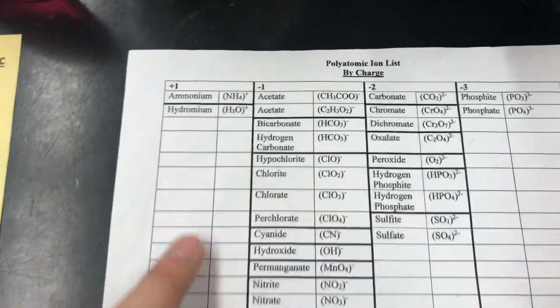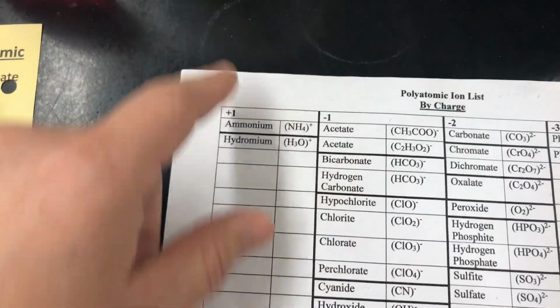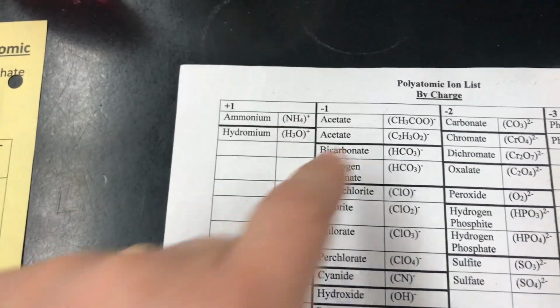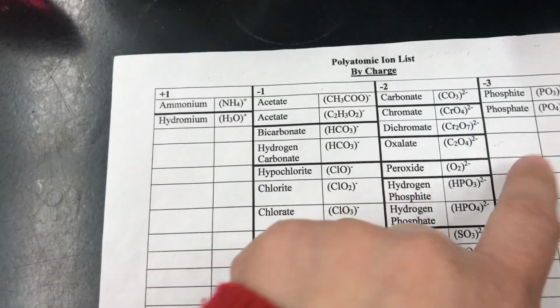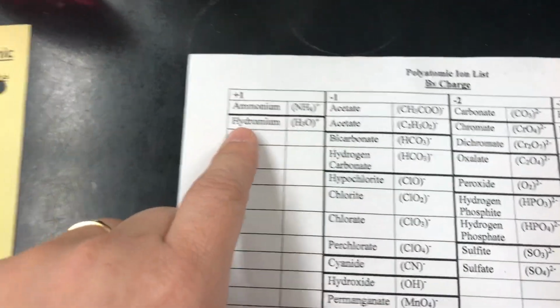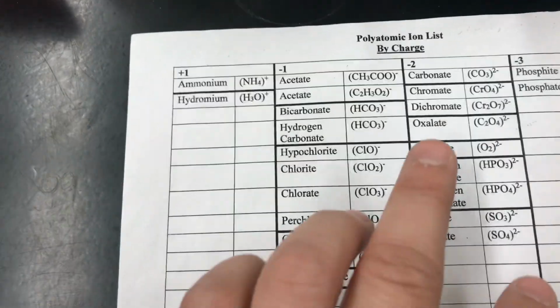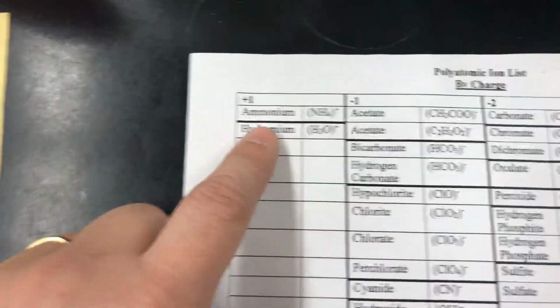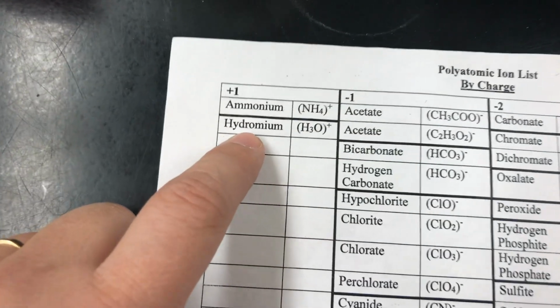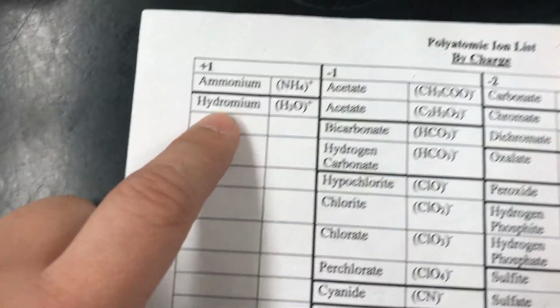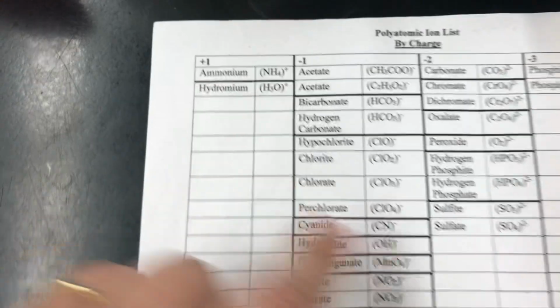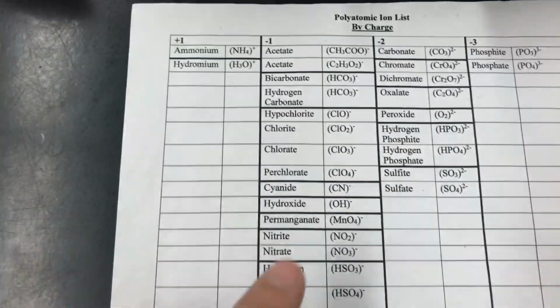I have two ways to organize the polyions. One is by the charge. I categorize them into +1, -1, -2, and -3 charge. The -1, -2, and -3 are the anions, and there are many polyatomic anions. Ammonium, not aluminum, ammonium and hydronium are the only two polyatomic cations. So that's one way, to organize by charge.